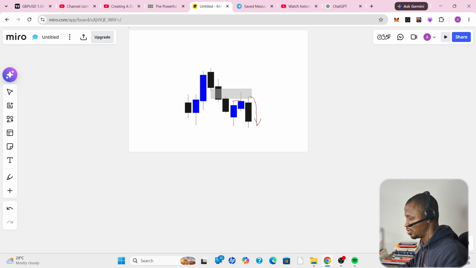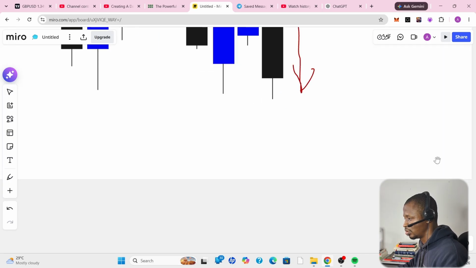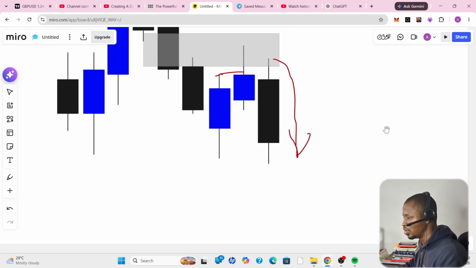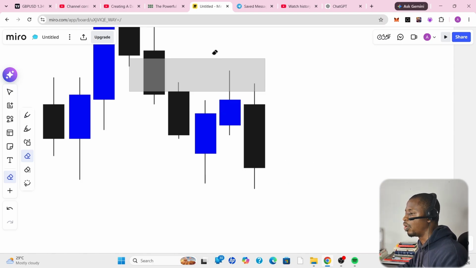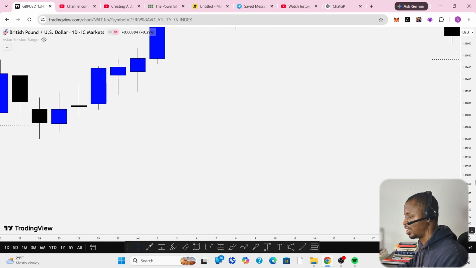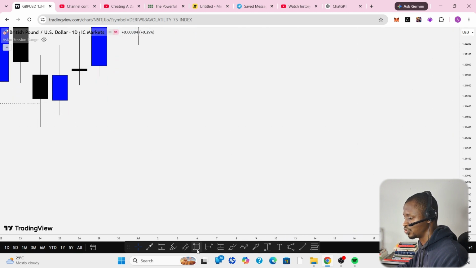You understand? So let me use this guy. Once you mark, this is the equilibrium level here. You understand? So this is the equilibrium level for this candle, right? Or better still, let me use TradingView to do this thing for you guys. Let me pick the trading tool right here.